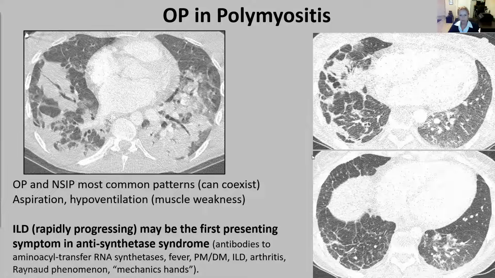The lung issues can be exacerbated by the fact that these patients aspirate and there is hypoventilation related to muscle weakness. If we see a patient with rapidly progressing interstitial lung disease and the patient has PM/DM, we should think about antisynthetase syndrome. Interstitial lung disease may be the first presenting symptom, and it progresses rapidly. The prognosis is very poor.